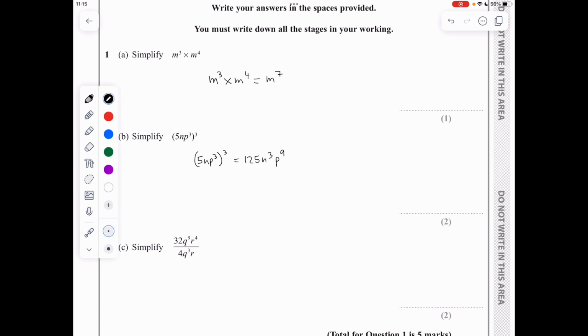In c, we need to simplify 32q to the 9r to the 4 over 4q to the 3 times r. So I start with the numbers. 32 with 4 simplify, leaving me with an 8 and the 1 in the denominator. Now q to the 9 over q cubed is q to the power of 6. And finally r to the 4 over r is r cubed. And therefore the final answer here will be 8q to the power of 6, r to the power of 3.